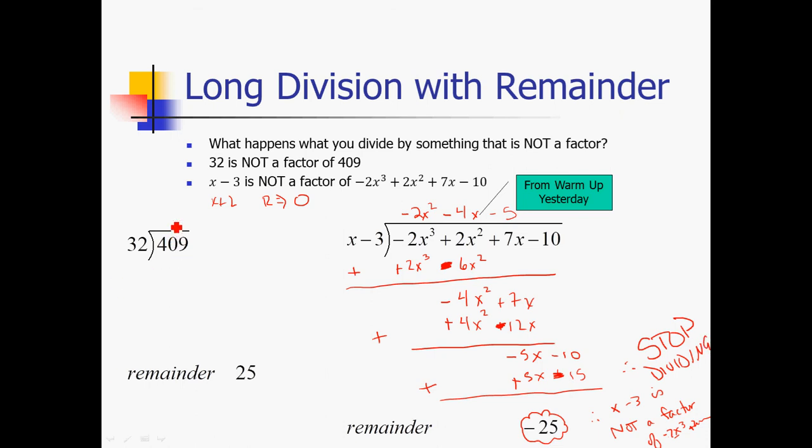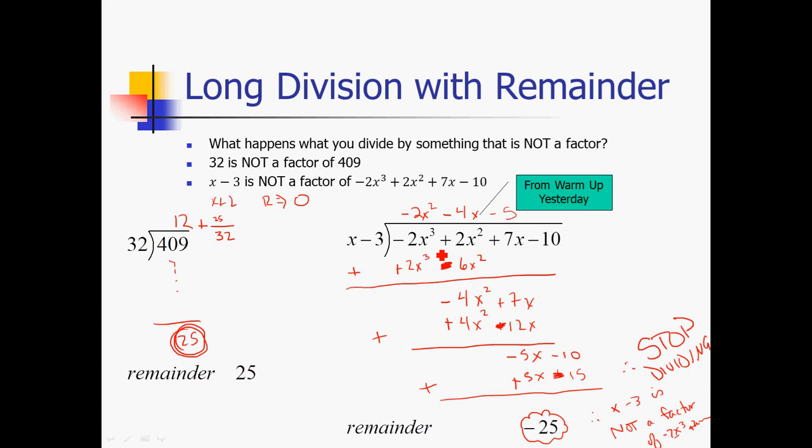Right? Over here, didn't I stop when my remainder was 25? I stopped dividing, but what did I do with my remainder? My answer was not 12. How many times does 32 fit into 409? 12 and 25 left over out of the 32 I was dividing by. So how do you think you end this problem?